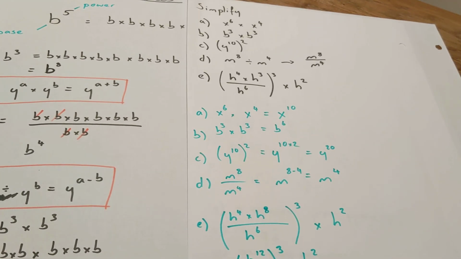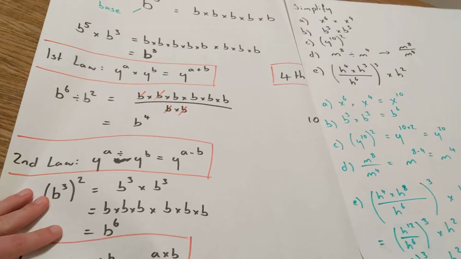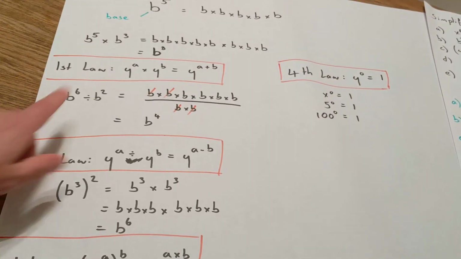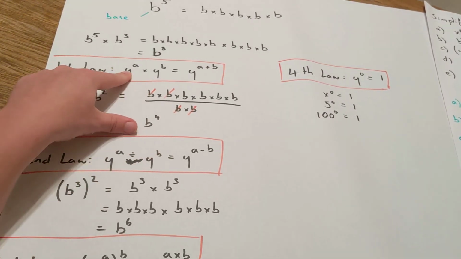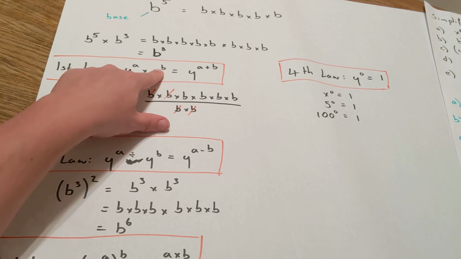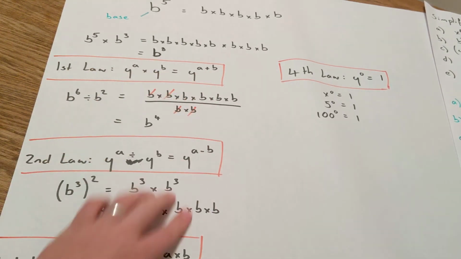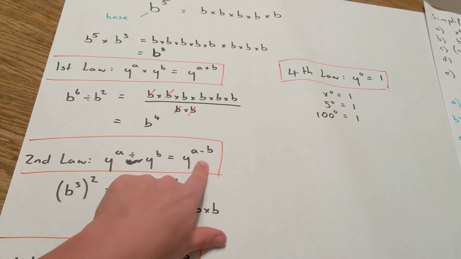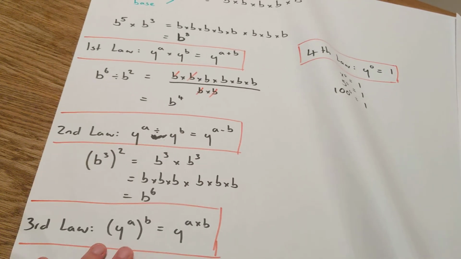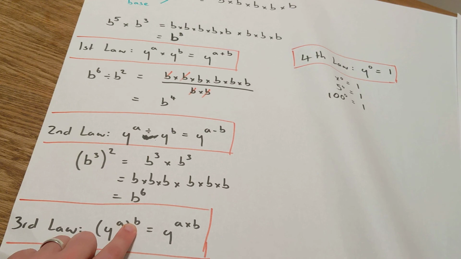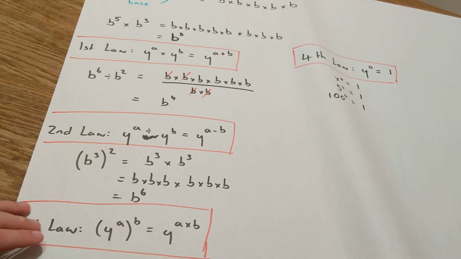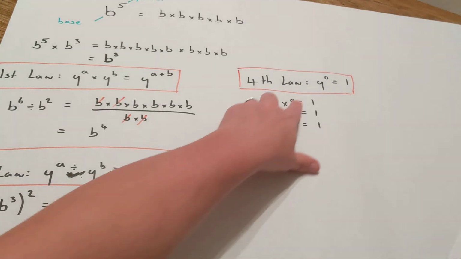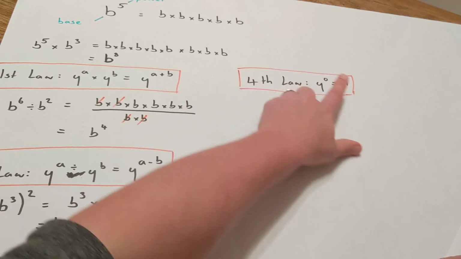Okay, so remember, these then are your 4 laws. Your first law, a base to the power times a base to a different power, you add them together. A base to a power divided by that base to a power, you take them away. Then a base to a power to another power, you times the powers together. And finally, the fourth law, any base to the power of 0 equals 1.